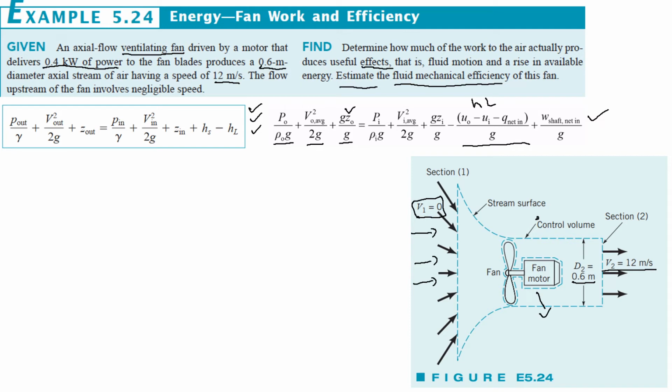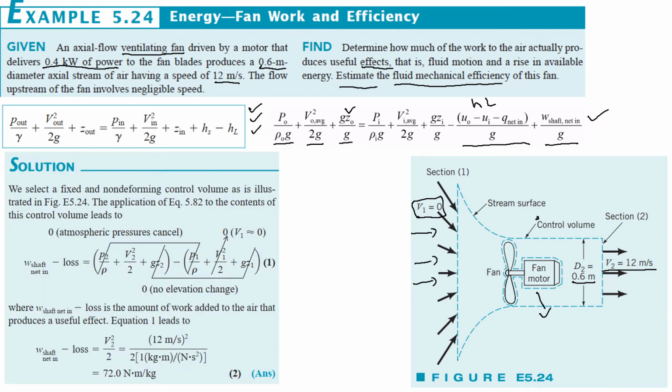So let's look at the solution and just make some sense out of this equation. So they have fixed this control volume. As you can see, the dashed blue dashes, this is the control volume for this particular example. Okay, and let's look at the equation now.